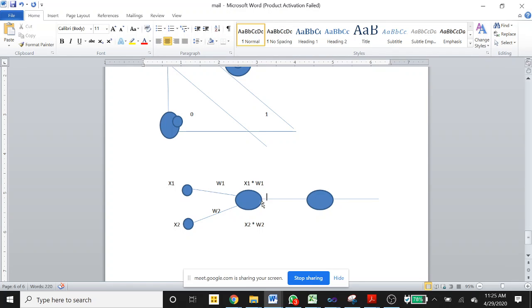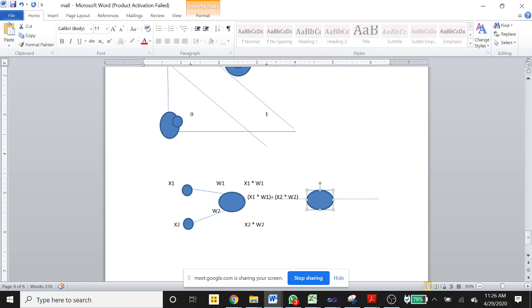After implementing the summation we will get x1 into w1 plus x2 into w2. Okay, that is what we can show here. So in that propagation function there are two operations. First we have to calculate the scalar multiplication from each input neuron by multiplying the value of the input neuron with the weight factor, then we are getting the summation like this, and then we have to perform the activation function.